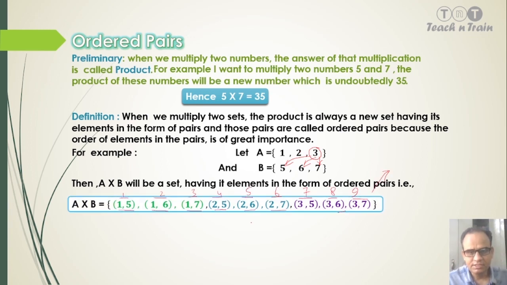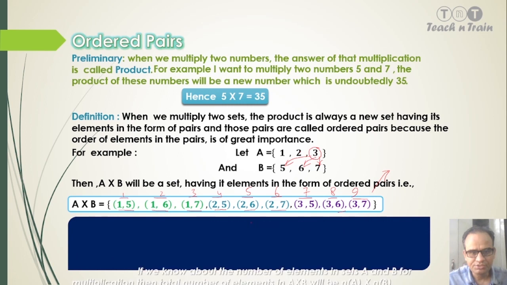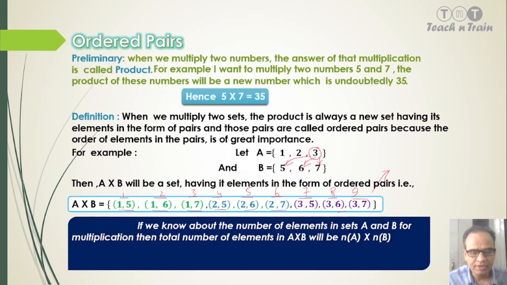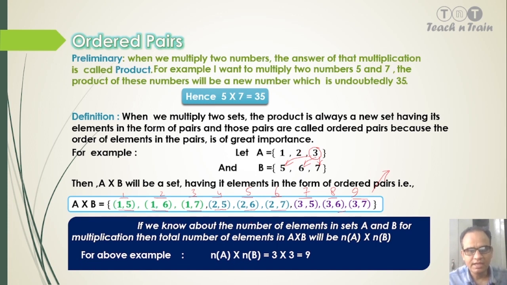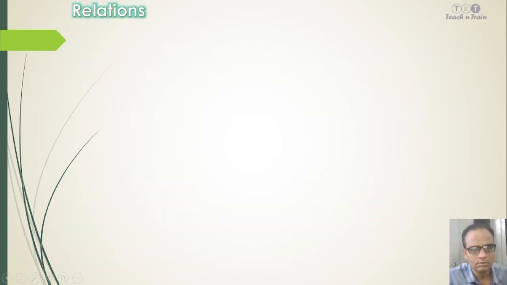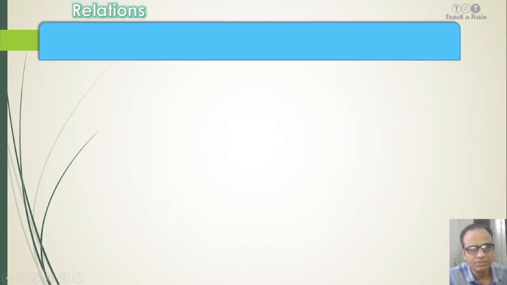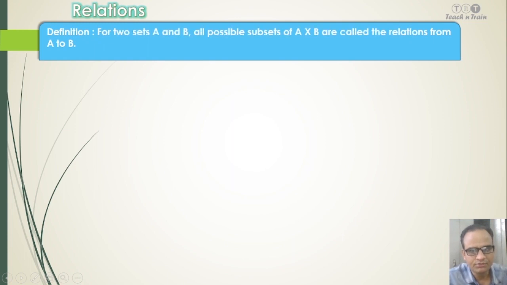We can easily tell what the number of elements in A cross B will be. We just need to multiply the number of elements in set A with the number of elements in set B. There are 3 elements in set A and also 3 elements in set B. We multiply them, and then we can tell directly how many elements will be in A cross B, and here this number is 9. Relations. For two sets A and B, all possible subsets of A cross B are called the relations from A to B.